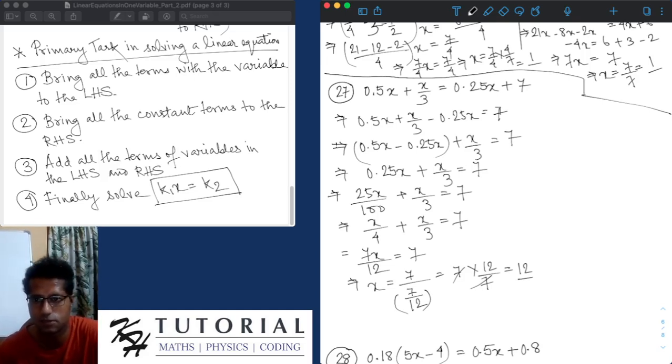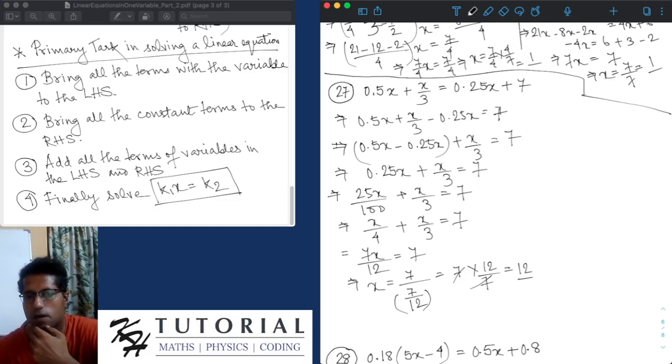For example, in this example 27, the variable terms having decimal coefficients are 0.5 and 0.25. So I see the maximum decimal places is 2, which is in the case of 0.25. So I will multiply with 100. 100 is 10 to the power 2. So 100 to both LHS and RHS.